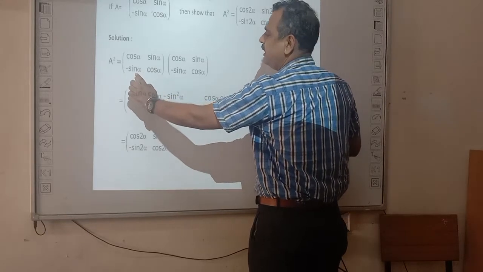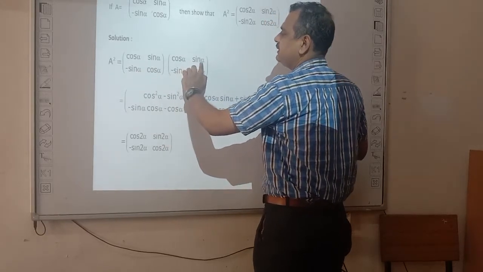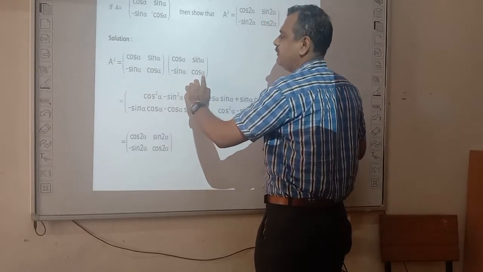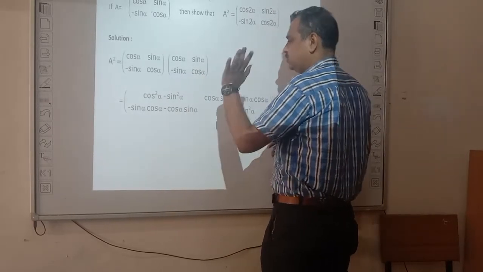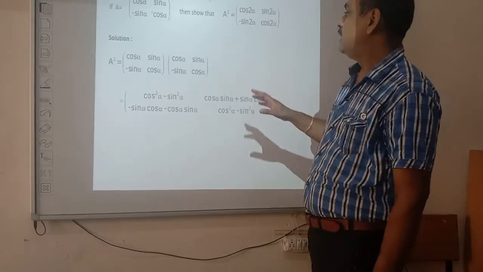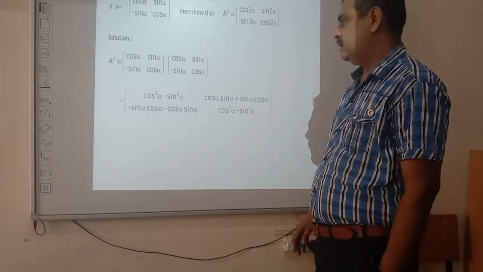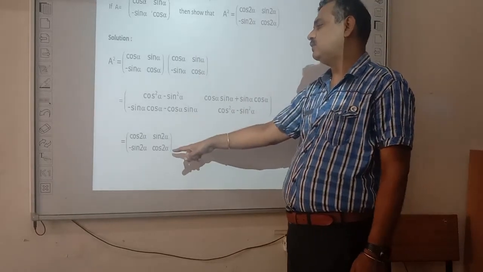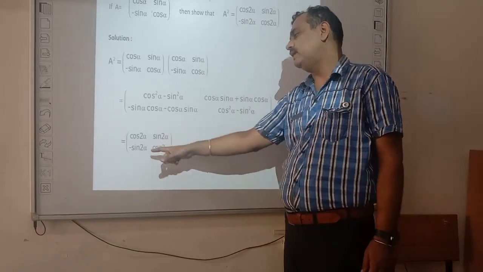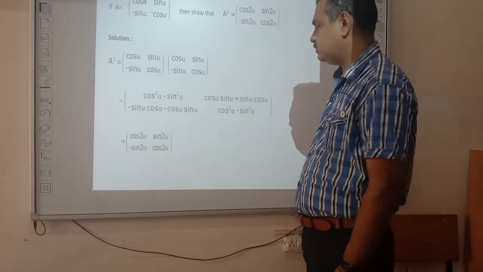Similarly, when we are multiplying minus sin alpha with sin alpha and cos alpha with cos alpha, we will get cos square alpha minus sin square alpha. It will be cos 2 alpha. So we got its answer. We got the same formula. A square comes to be cos 2 alpha, sin 2 alpha, minus sin 2 alpha, cos 2 alpha.